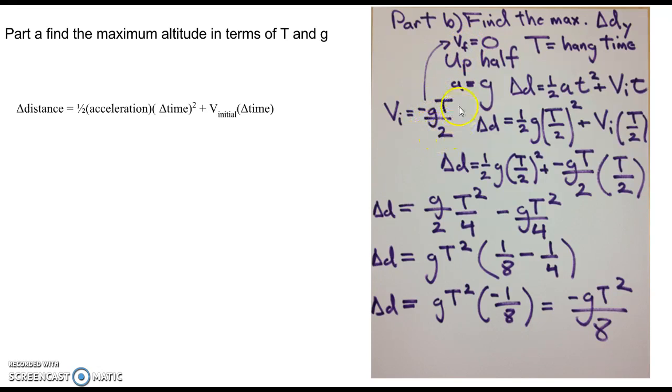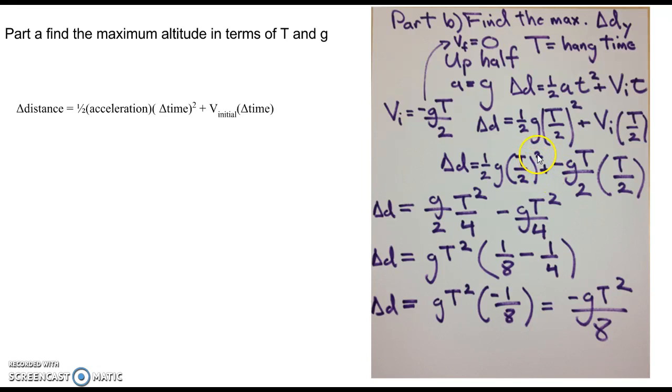And we simply substitute in our answer that we calculated for the initial velocity where vi shows up. So 1/2 a t squared becomes 1/2 g times T divided by 2, all squared, plus vi times T divided by 2. But what I'm saying is vi becomes negative g capital T divided by 2. All right, the physics is done after this step.